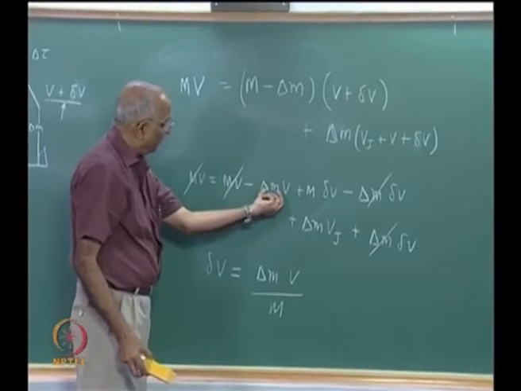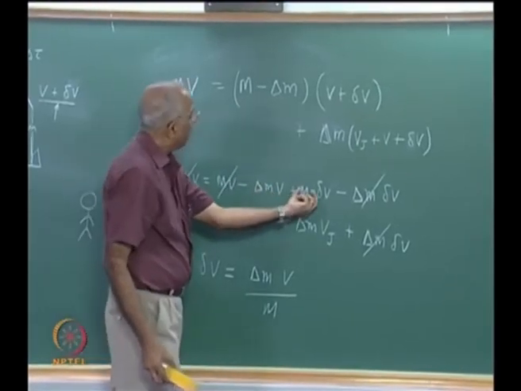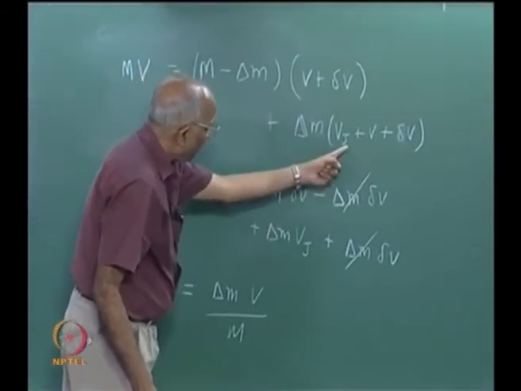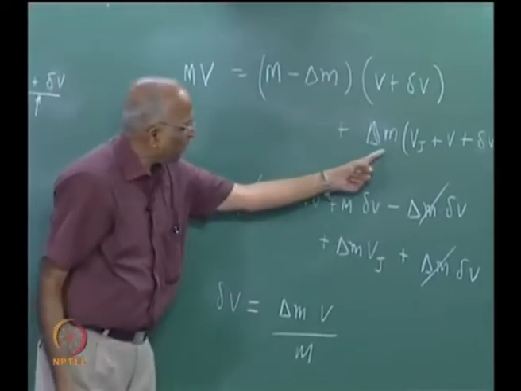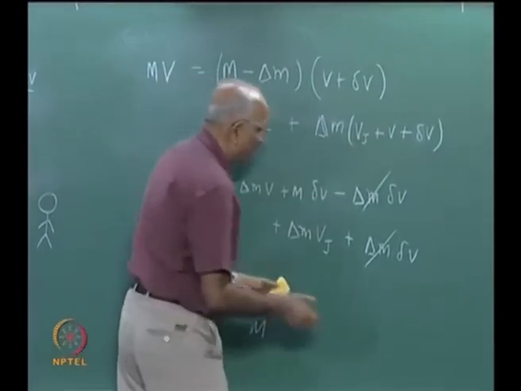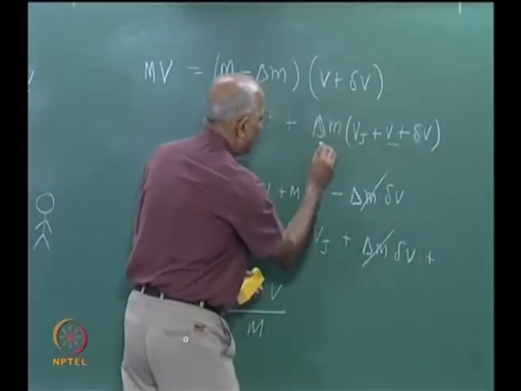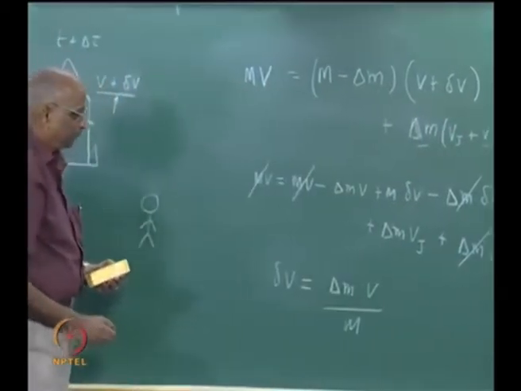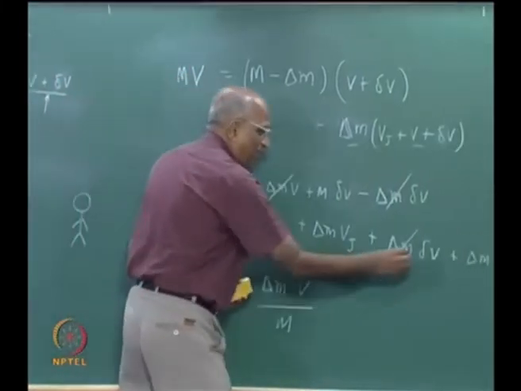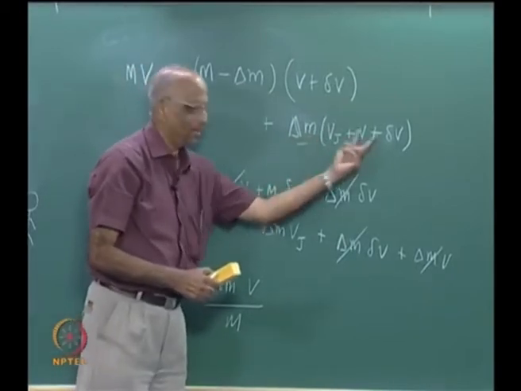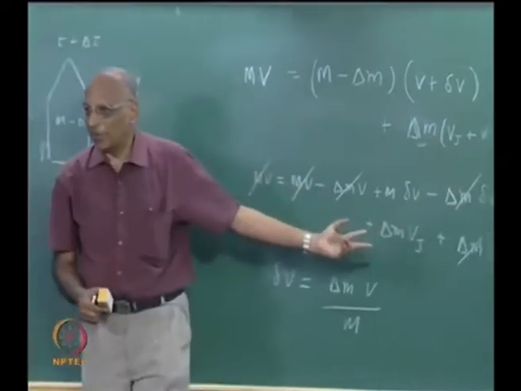m v is equal to m v plus delta m v, yes, and I have m delta v. I have four terms. What happened to a term here? Delta m v j plus delta m, I should have got, I have forgotten this, namely delta m v, and this delta m v and this delta m v should have cancelled. See, when I expanded this out, I have delta m v j plus delta m v plus delta m delta v. Now, thank you for pointing it out.